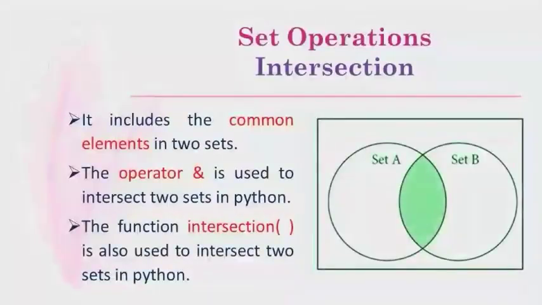And the next set operation is intersection. It includes the common elements in two sets. It only displays common elements. The operator AND is used to intersect two sets in Python.